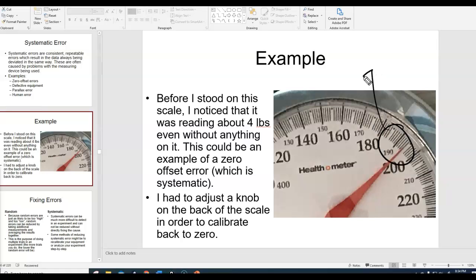Notice that this reading is about 194 pounds. On the digital scale, it was actually 190 pounds. The reason for the difference is that this one had a systematic error, a zero offset error of about 4 pounds. After I took this picture, I had to go back to the scale and adjust the knob on the back to calibrate it back to 0. So if you don't calibrate your equipment, that could possibly lead to systematic errors as well. So that is a zero offset error. That is an example of a systematic error.